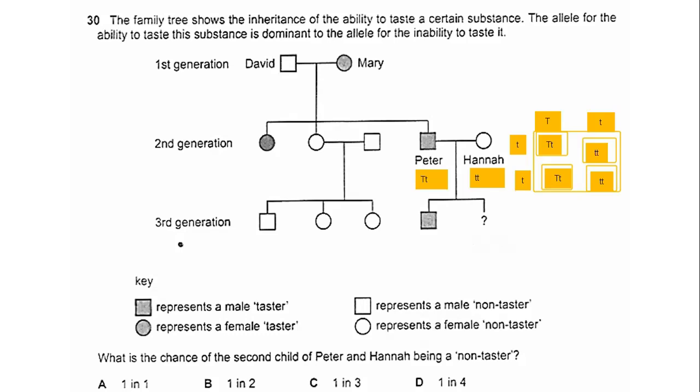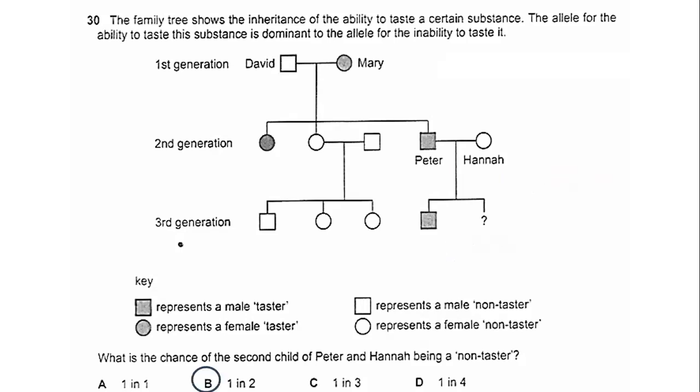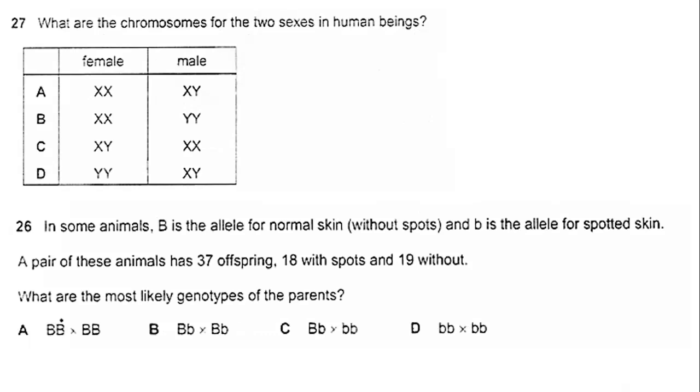Now, we want to know the non-tasters. So which ones are non-tasters? We agreed that non-tasters are only the homozygous recessive ones. So this is half the number, which is 1 in 2. So this is how we answer a genetics question. We have to make sure that we understand the phenotype and the genotype and their indicators, and we have to make sure that we draw our Punnett squares. Okay, what are the chromosomes for the 2 sexes in human beings? We have only XX for female and XY for male.